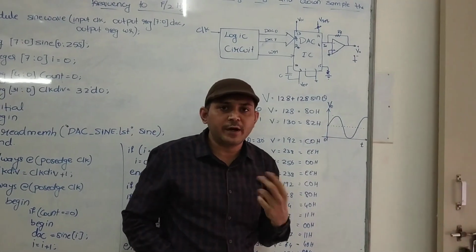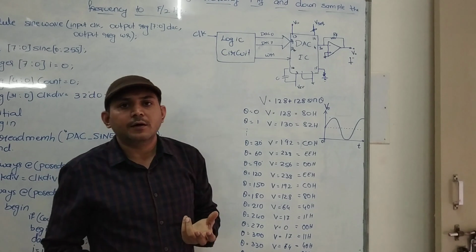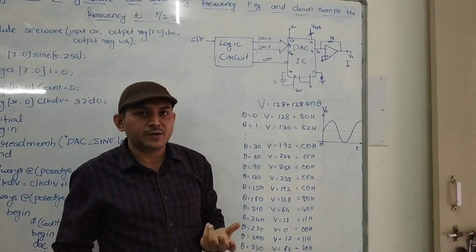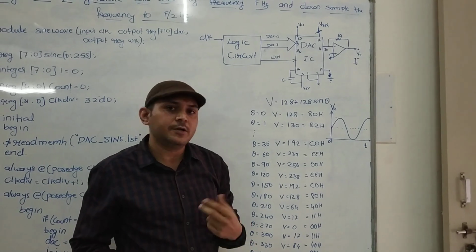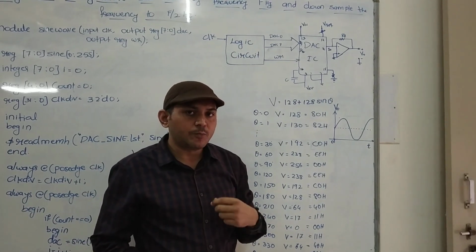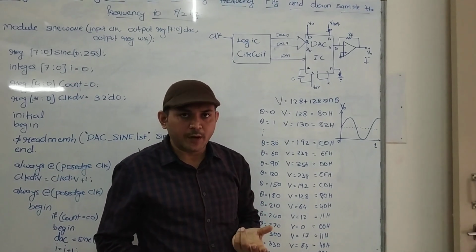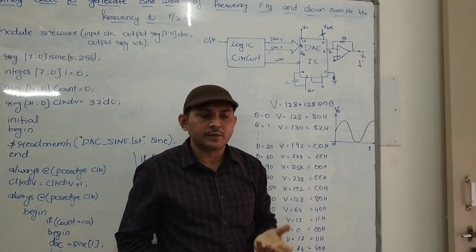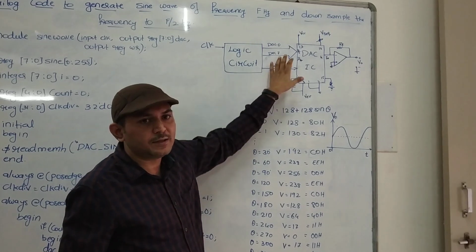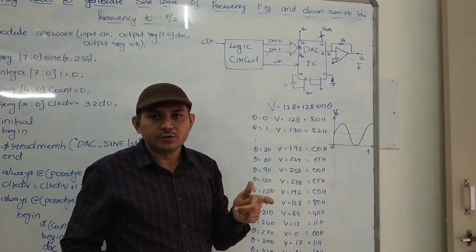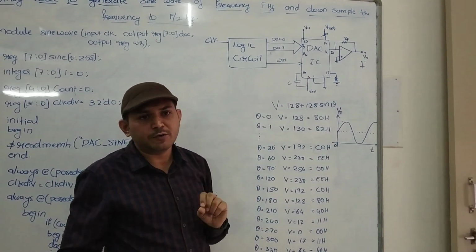If you provide the digital data in the pattern of a sine wave, it will generate the sine wave. If you provide it in terms of a triangular wave, it generates the triangular wave. If you provide the digital data in terms of a square wave, then it will generate the square wave. So that is the concept here. Your logic circuit has to provide the digital data in a pattern. Whichever pattern you want, according to that you have to provide the data.